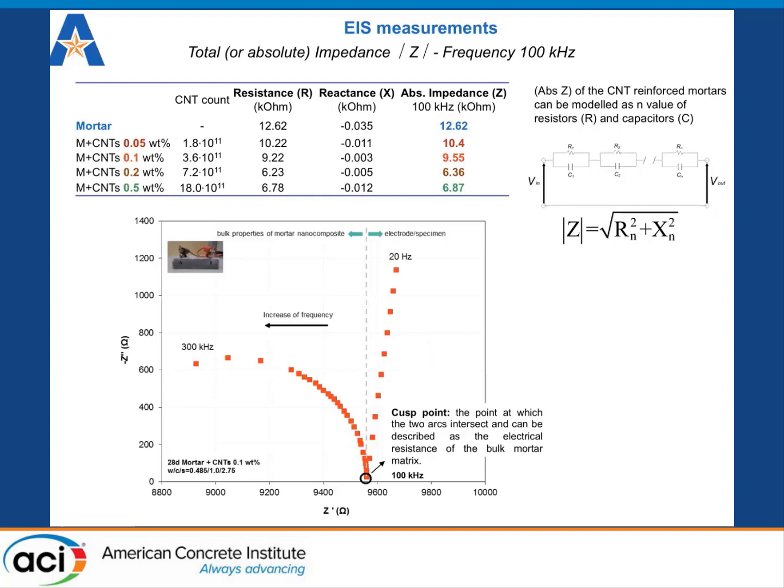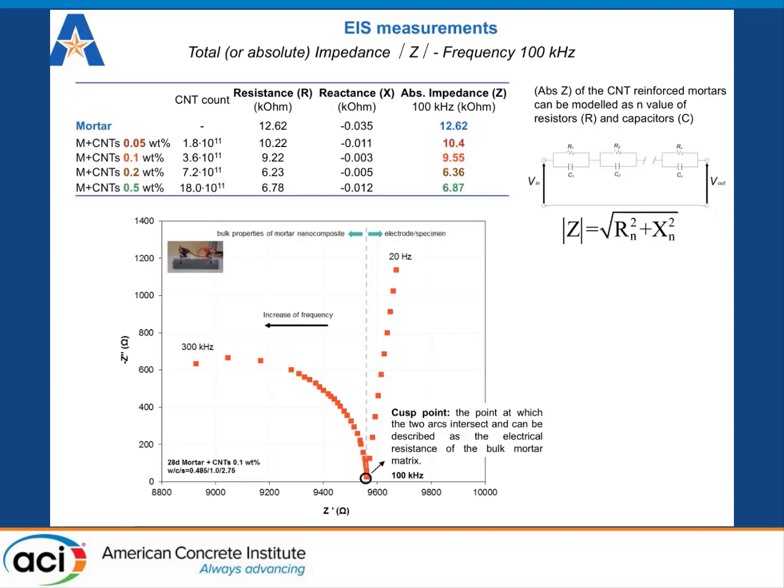For this particular information, we use the frequency of 100 kilohertz, which is also called a cusp point. And this is the point where there is a perfect agreement between the real and the absolute impedance values. And at this point, the material acts as a neat resistor. This means that it does not exhibit any energy storage capacity.